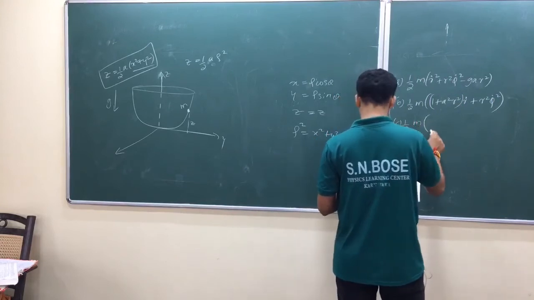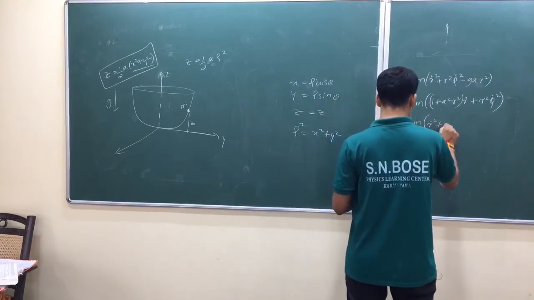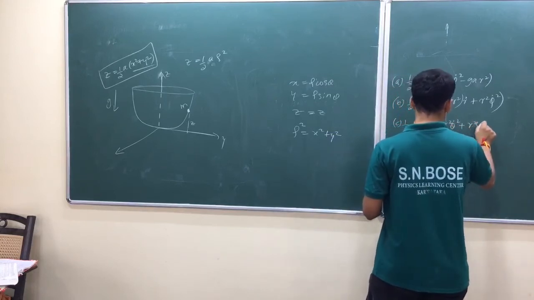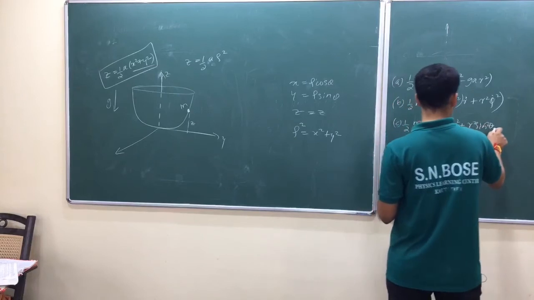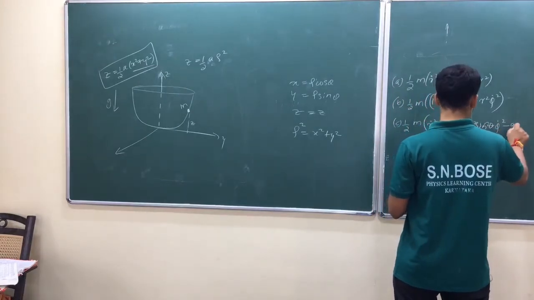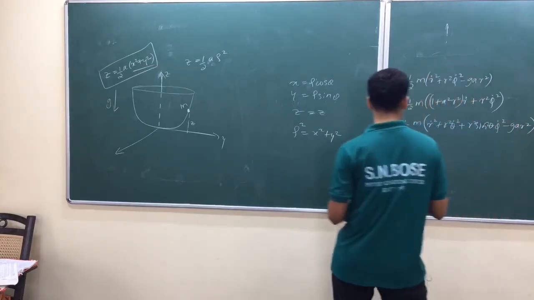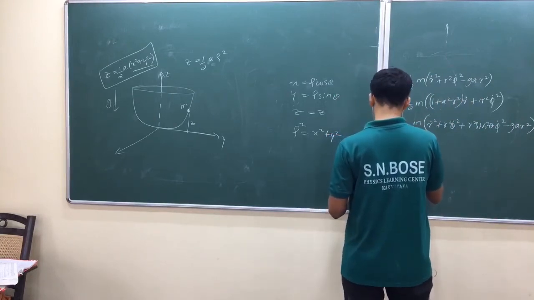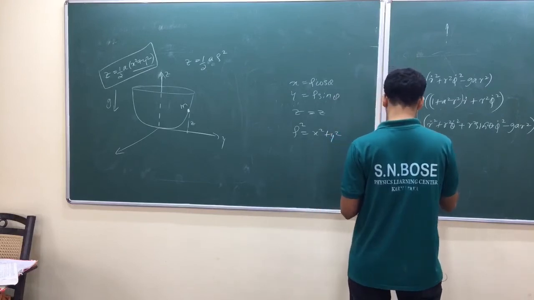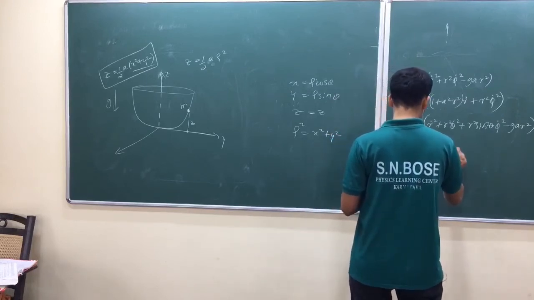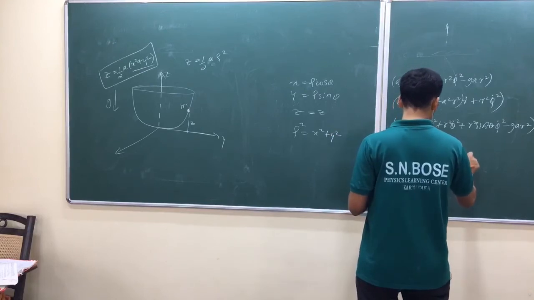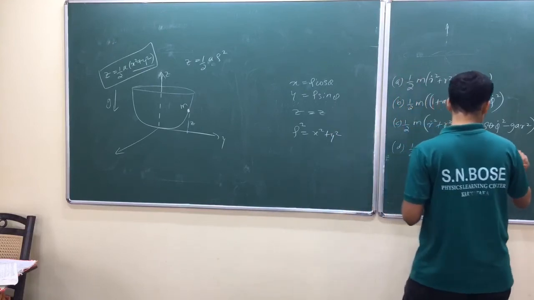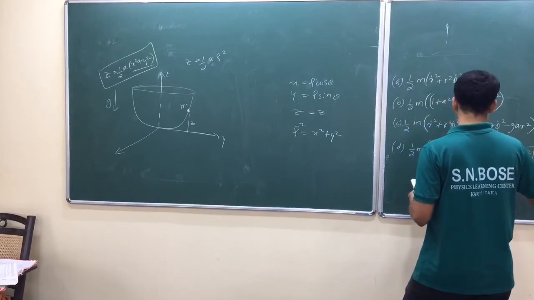Half m r dot square plus r square theta dot square plus r square sine square theta phi dot square minus g a r square. Half m 1 plus a square r dot square plus r square phi dot square minus g a r square, including potential energy.